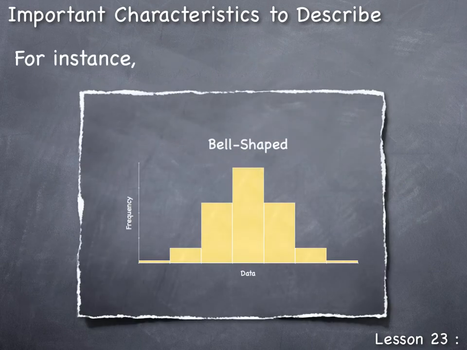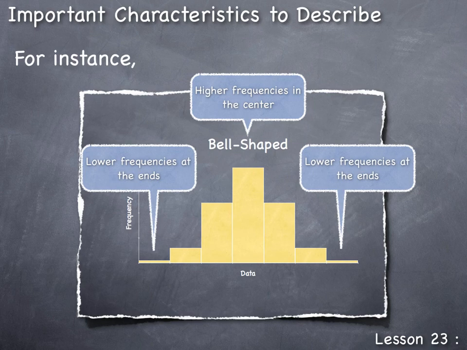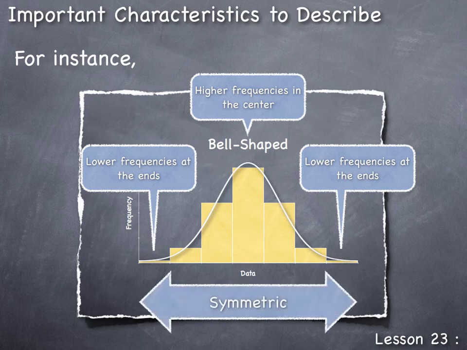For instance, data that exhibits this pattern is referred to as bell-shaped. The bell-shaped distribution has characteristics where the higher frequencies are in the center and the lower frequencies are at the ends. So this overall pattern of low to high to low across the distribution of the data is symmetric. That is, you get the same extension in both directions around the center.